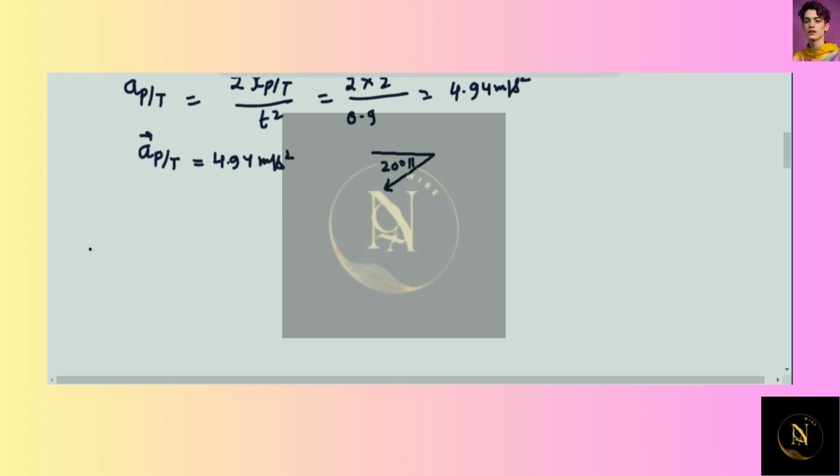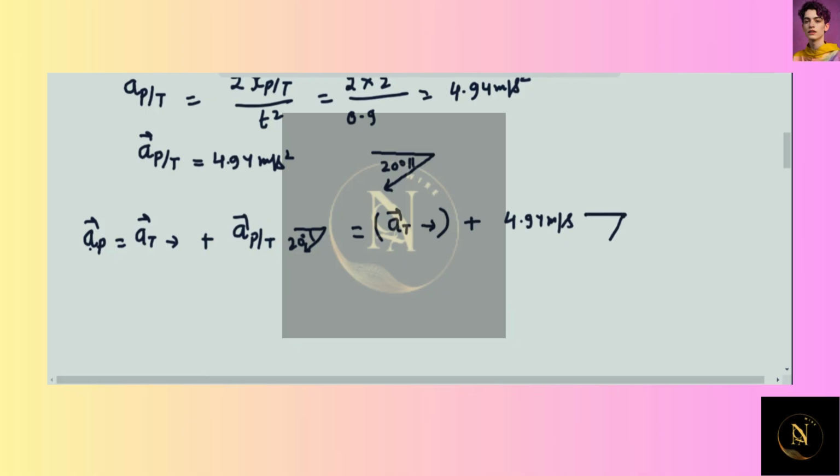Acceleration of ply is equal to acceleration of truck plus acceleration of ply with respect to truck along this direction, or it can also be written as acceleration of truck plus 4.94 meter per second square, acceleration of ply with respect to truck.